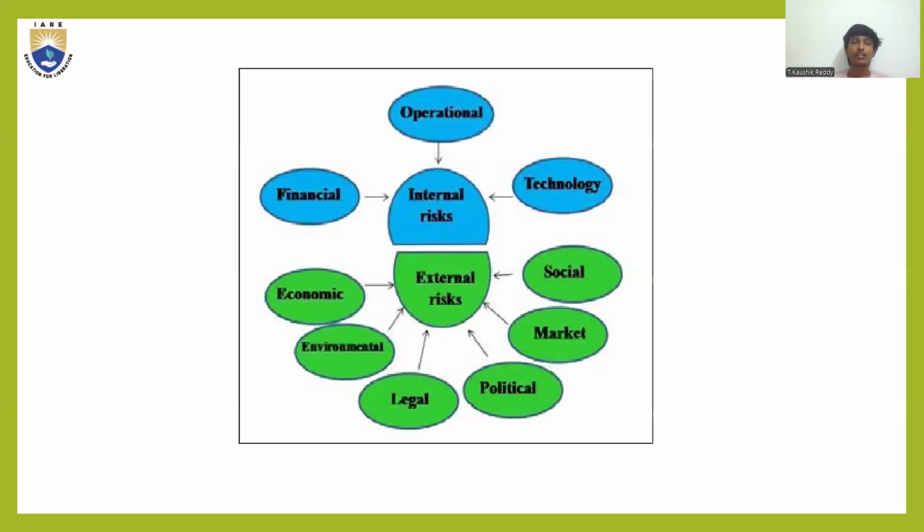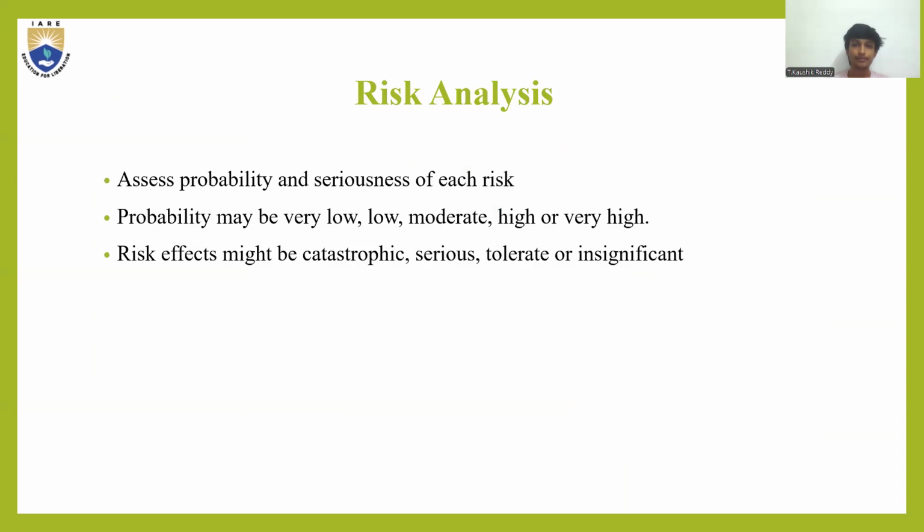There are two main types of risks: internal risks and external risks. What internal risks contain and what external risks contain, as we can see in the slide: internal risks contain financial, operational, and technology. Next, the external risks: economic, environmental, legal, political, market, and social. So these three, financial, operational, and technology, come under the internal risks, and economic, environmental, legal, political, market, and social, all these six come under the external risks.